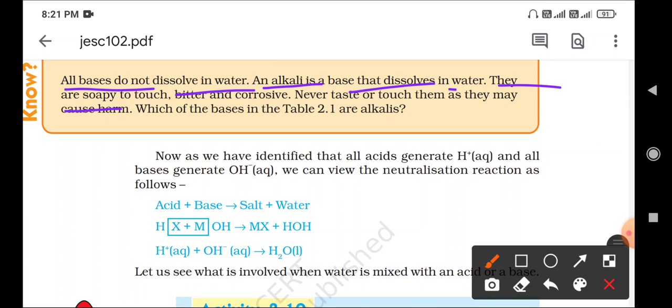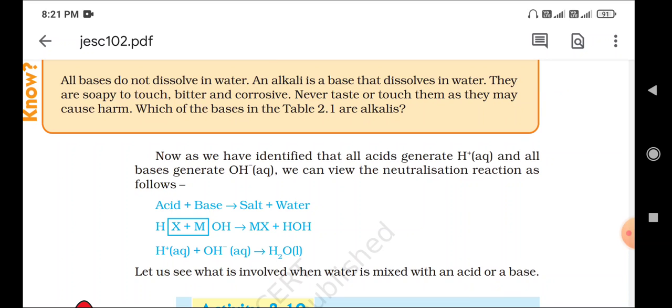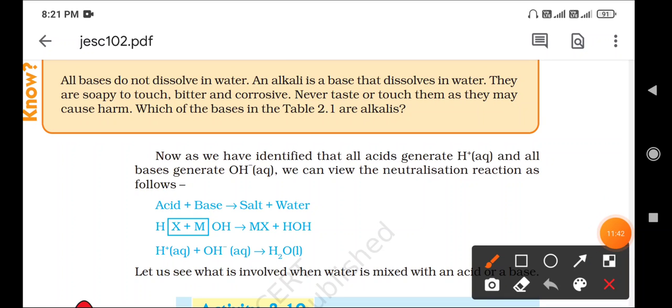They are also soapy to touch. Soapy means smooth to touch. Bitter and corrosive, meaning strong and corrosive. Corrosive means rusting. Never taste or touch them as they may cause harm. So we cannot touch the bases because they are bitter and corrosive, and they will harm our skin. We can touch them using gloves, but not without gloves, as they will harm the skin.